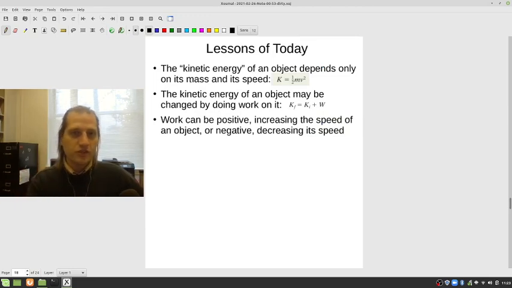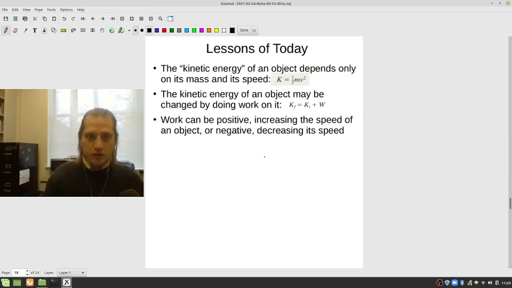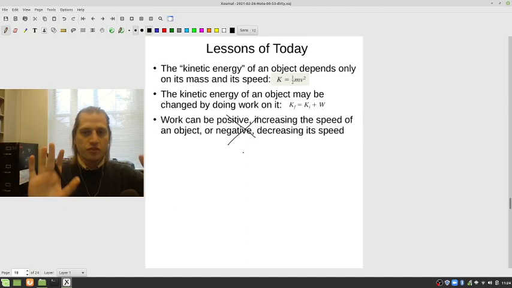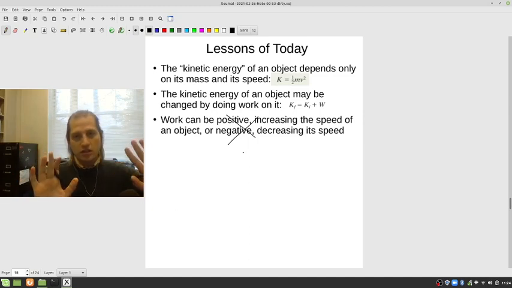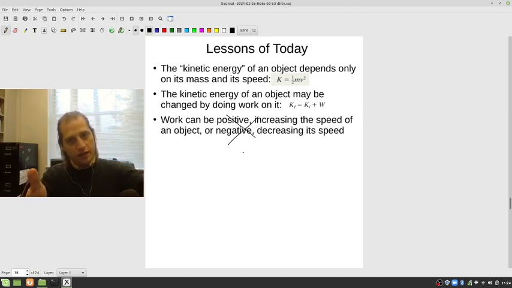So what are our lessons for today? We've got the kinetic energy of an object depends on 1/2 mv squared. The kinetic energy of an object may be changed by doing work on it. And on Monday, we're going to talk about how work can be positive or negative. It's positive if you're putting energy in, if you're causing the speed to increase. It's negative if you're pushing opposite the direction of motion, causing the speed to decrease. But let's leave that for Monday.